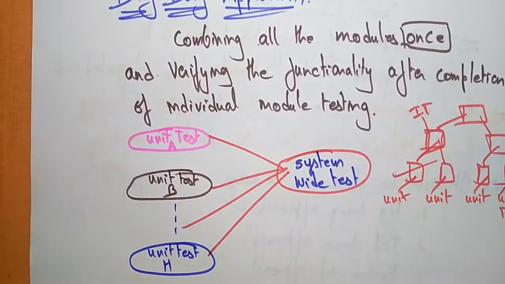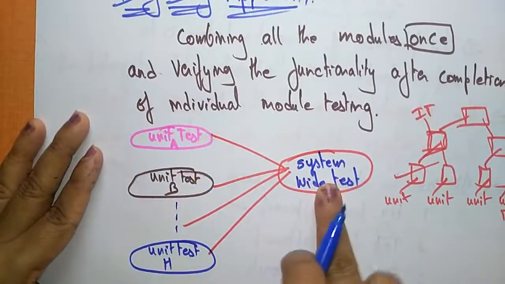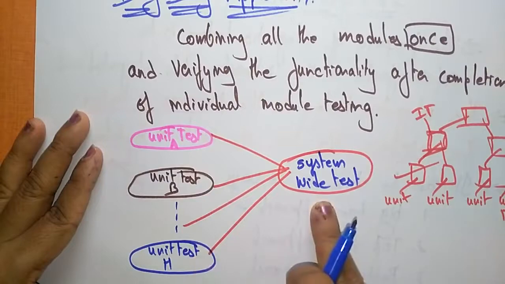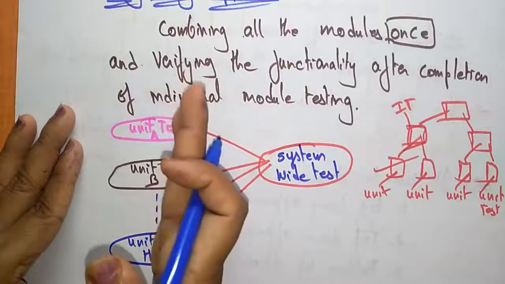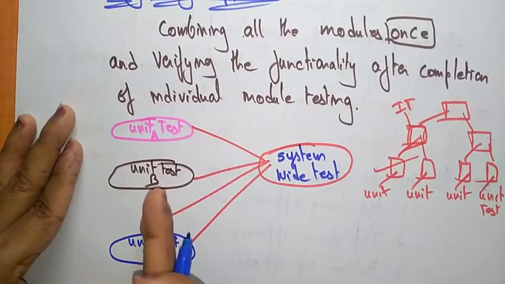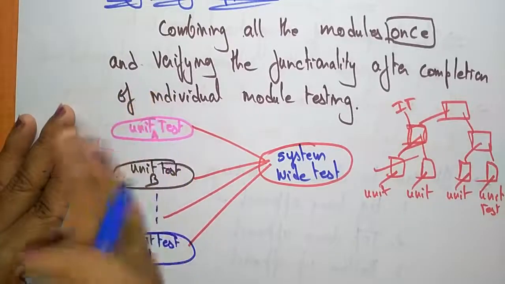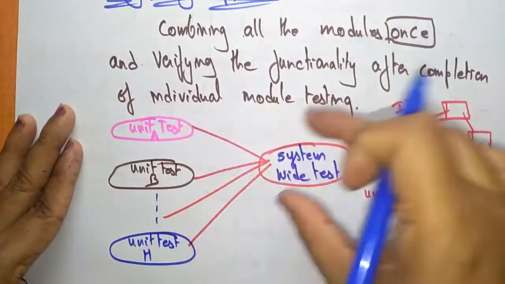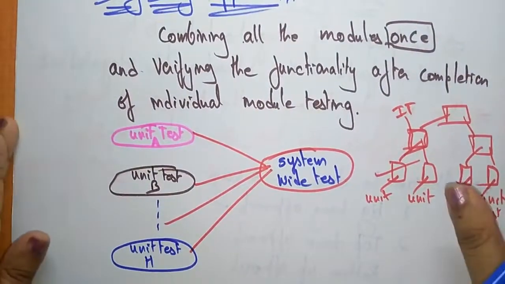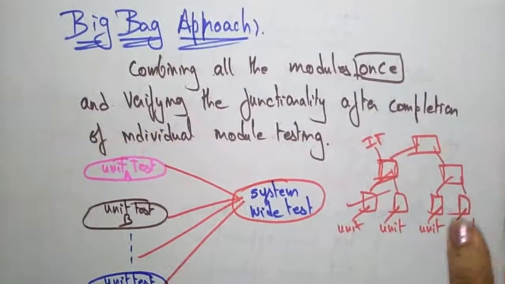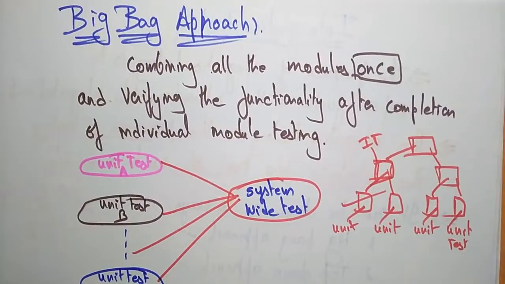This is a Big Bang. The Big Bang approach is nothing but combining all the modules once and verifying all the modules by using a system wide test. This has to be done only after the completion of the unit module tests. After the completion of the unit module tests, you have to combine all the units, all the modules, test them at a time, and verify the functionality. So this is the Big Bang approach, and the remaining two approaches I'll explain in the coming video. Thank you.